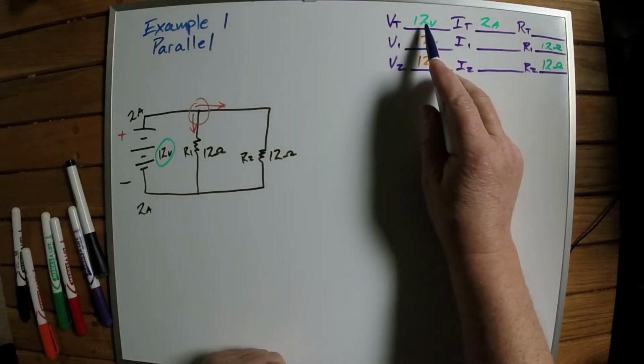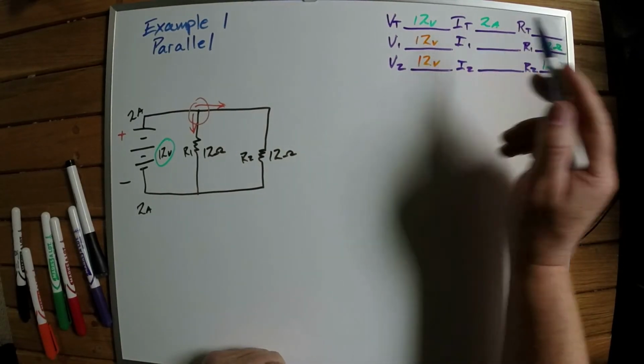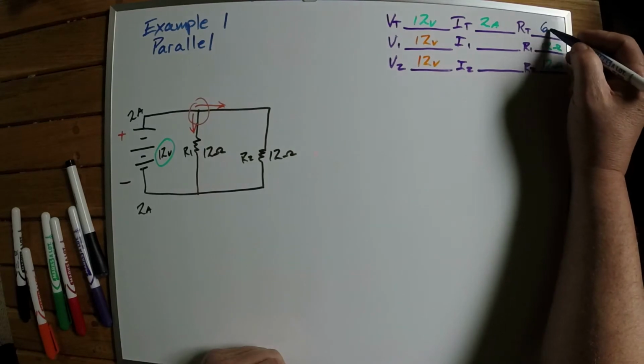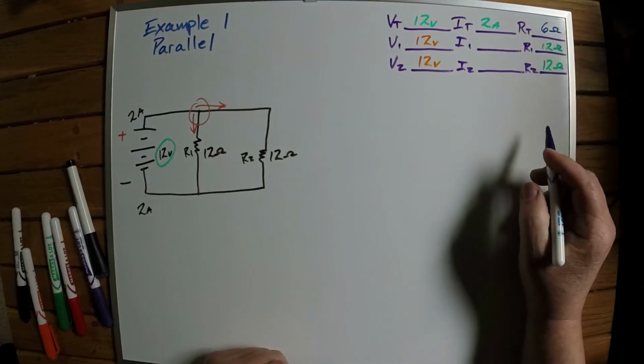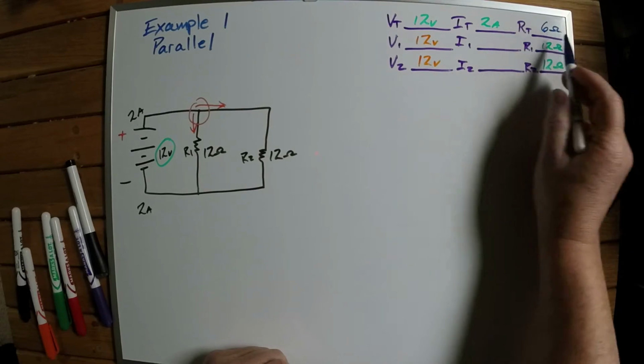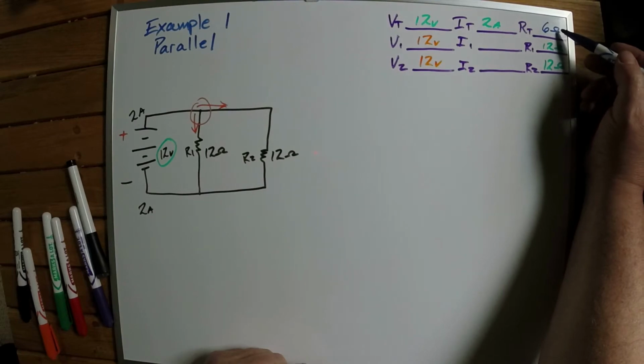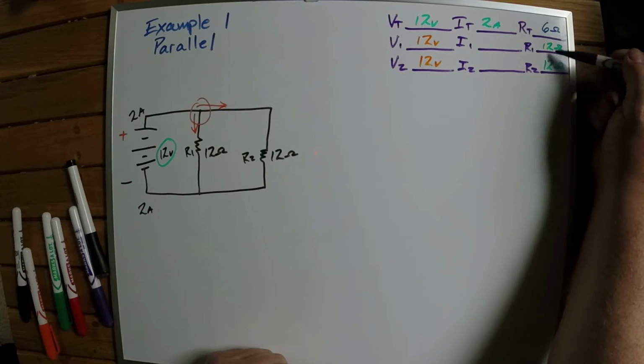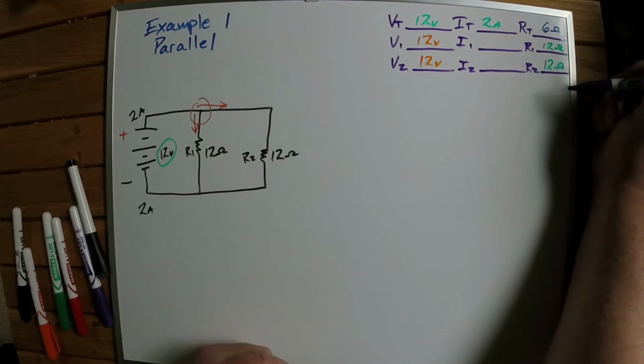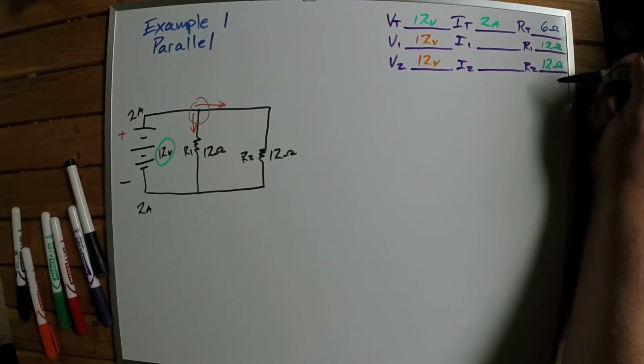So if we use Ohm's law, we can go 12 divided by 2 gives us 6 ohms of resistance. And according to this, resistance total, if you remember the law in a parallel circuit, resistance total is less than the smallest resistor. So in this case, both of our resistors are 12 ohms, so 6 ohms is less than either one of those. So that sounds like it's pretty right.